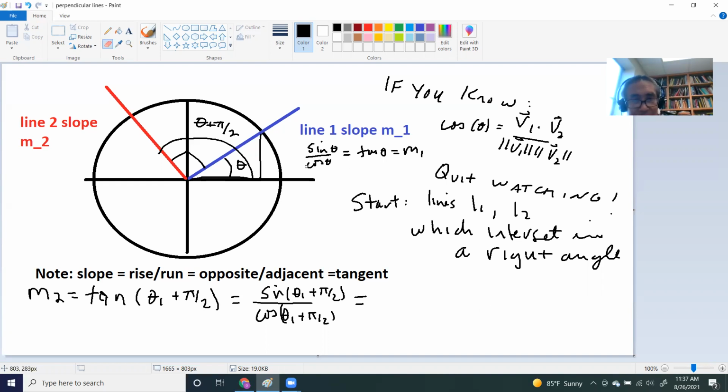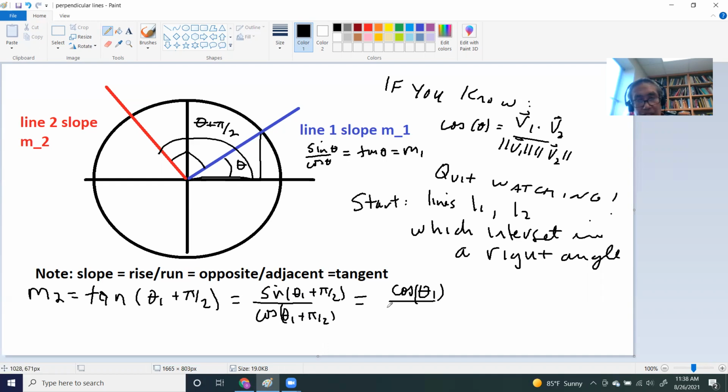Now let's use some trig identities. Sine of theta 1 plus pi over 2, by using the angle addition formula, is sine of theta 1 cosine pi over 2, which is 0, plus cosine of theta 1 sine of pi over 2. Or you can write this as cosine of theta 1.